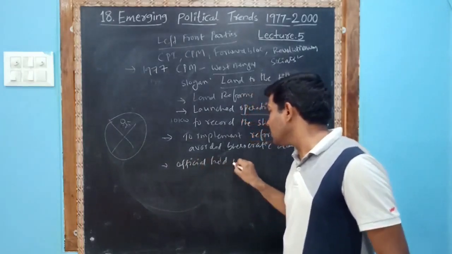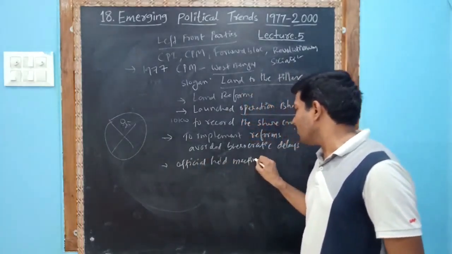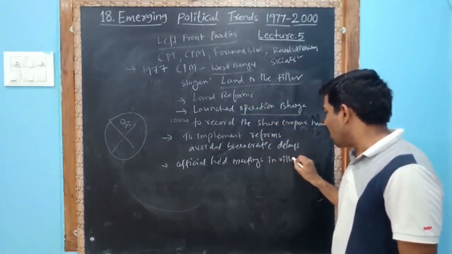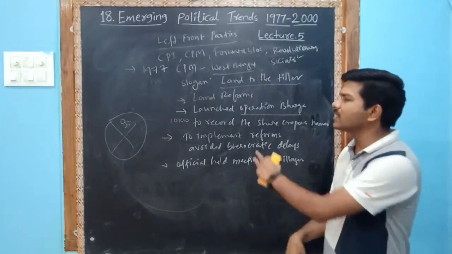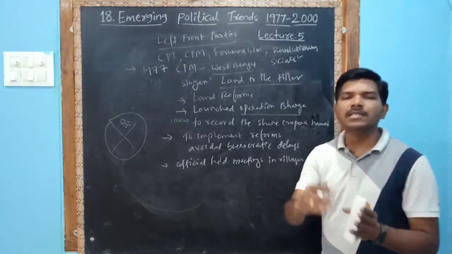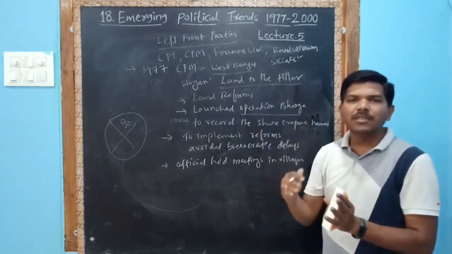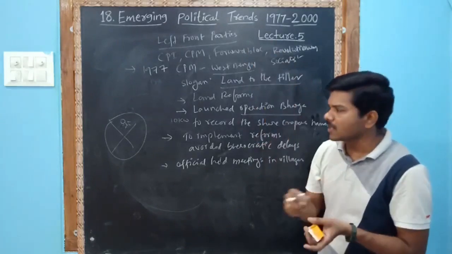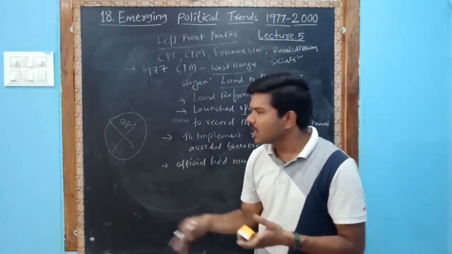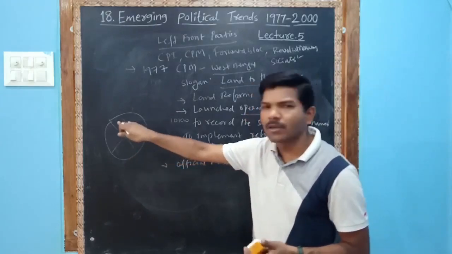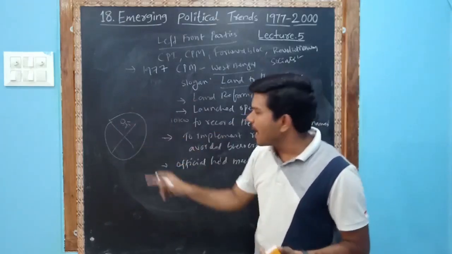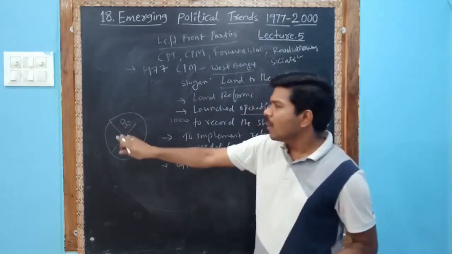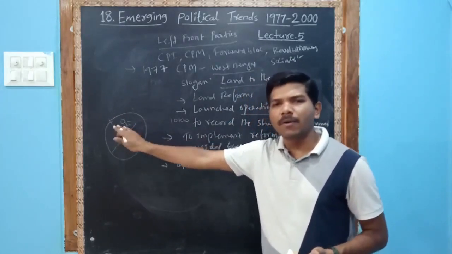Officials held meetings in villages. Officers were appointed to implement these land reforms. All the officers toured villages, they went to every village and recorded the names of the sharecroppers. Which village do you all belong to? Yes, I belong to this so-and-so village. You are doing agriculture there, I am doing agriculture on this land. So the land was recorded in the sharecropper's name, okay?